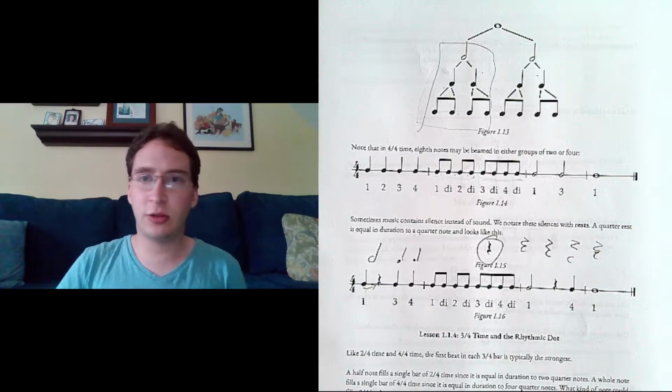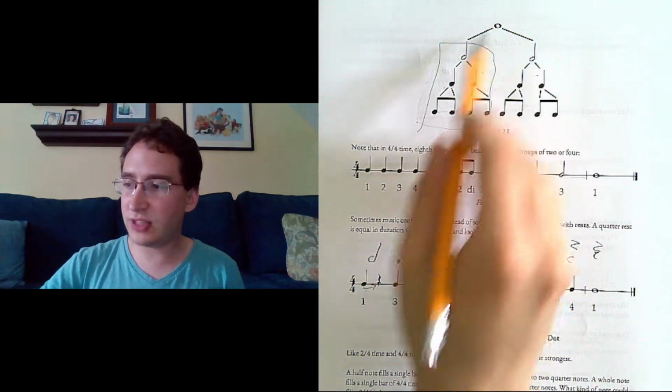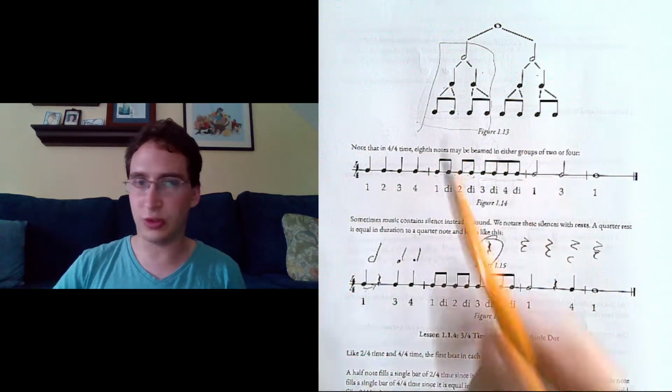Welcome to lesson 1.1.4, 3/4 time, and the rhythmic dot. So, we have been talking about all these different kinds of notes. You have your whole note, your half note with a stem, quarter note, eighth note, and looking at our rhythm tree, all of these notes are dividing into twos.